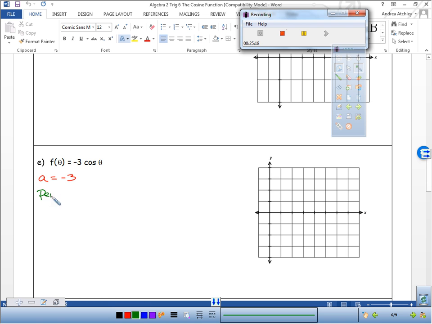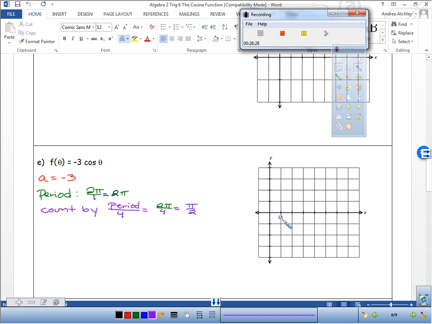Okay, then the period. Stephen, what's the period here? 2 pi, and the b value is 1. So it's just 2 pi. Then we're going to count by, again, the period divided by 4. So it's 2 pi divided by 4, which equals 1/2 pi, or pi over 2. Any questions over that?